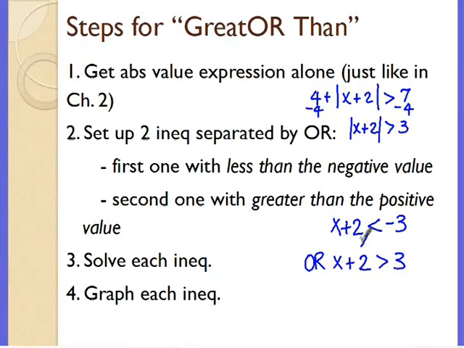Subtract 2, we get x is less than negative 5. Subtract 2, we get x is greater than 1. And then graph them. I'm not going to do that part right here because I know you know how to do that. We'll do it on the next example. Make sure you write your final answer with the word or in between. x is less than negative 5 or x is greater than 1.